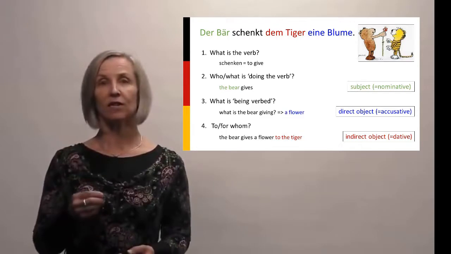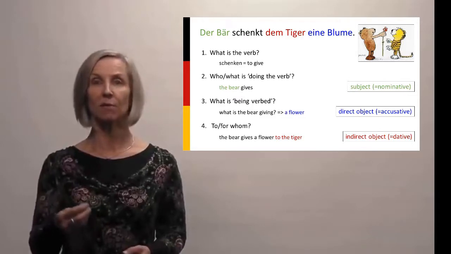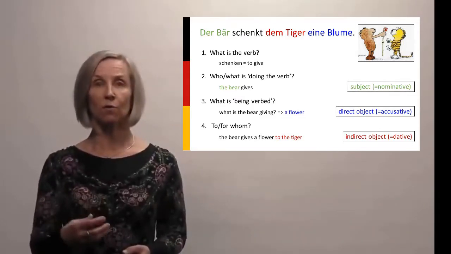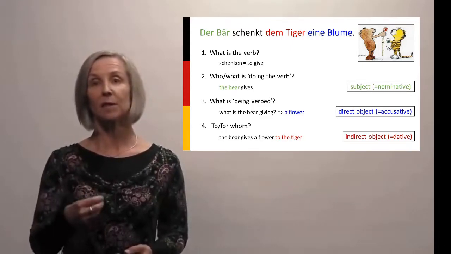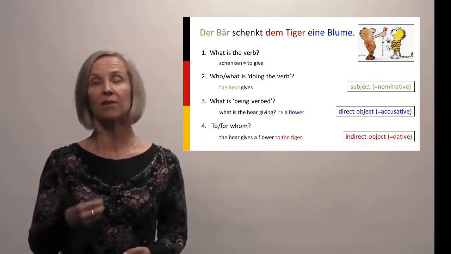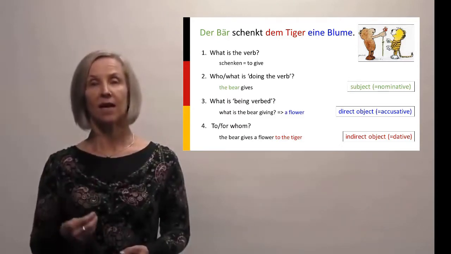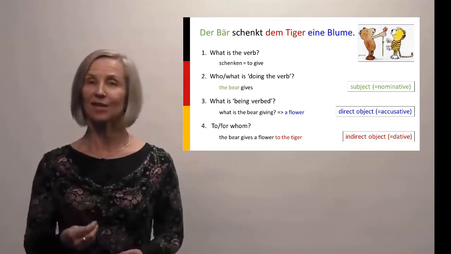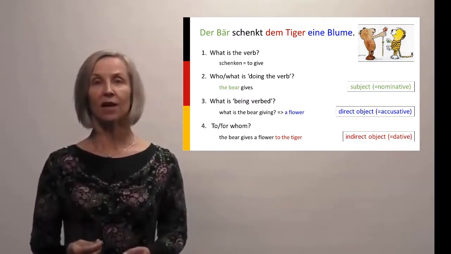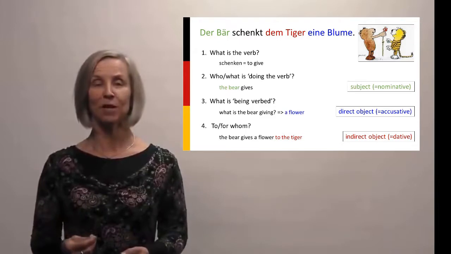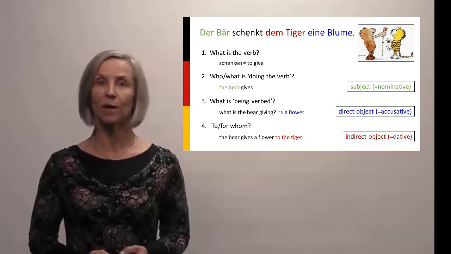To determine the indirect object, we need to ask to whom or for whom is the action of the verb being performed. So to whom or for whom is the action of the verb schenken, to give, being performed. It is being performed for the tiger. The bear is giving a flower to the tiger. Okay, that means that the tiger is the indirect object, and that means the tiger must be in the dative case. Tiger is a masculine noun. The definite article masculine dative is dem. So the entire sentence then reads, der Bär schenkt dem Tiger eine Blume.